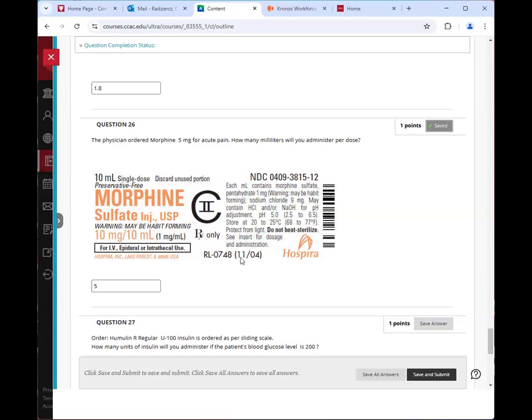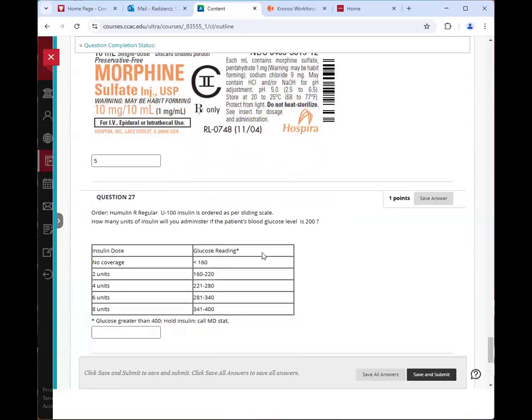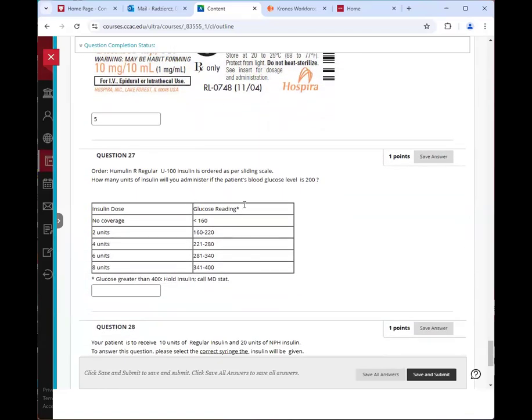All right, these next two questions are pretty straightforward. The sliding scale question is just going to give you a number. So in this instance, they gave you 200. They're going to say, look at the sliding scale. And then wherever that 200 falls, you see it falls right here, 160, 220, which is in the 2-unit range. So we're just going to give them 2 units.